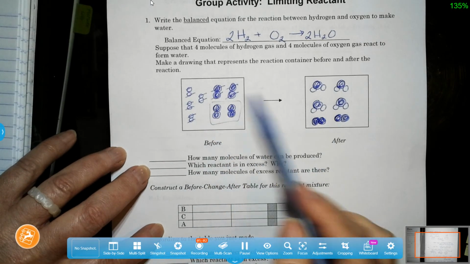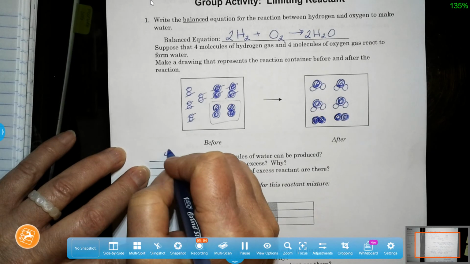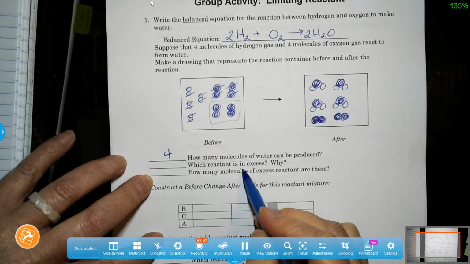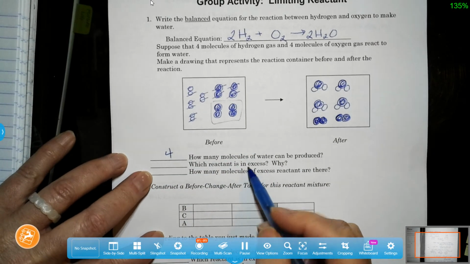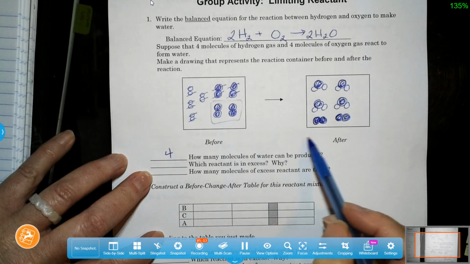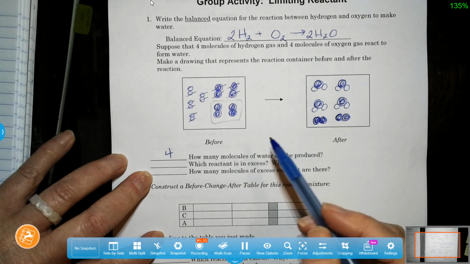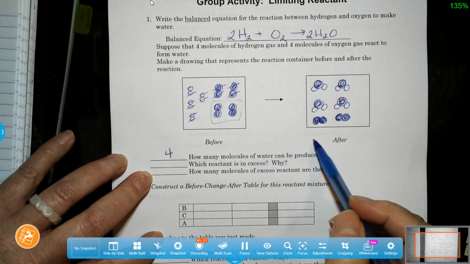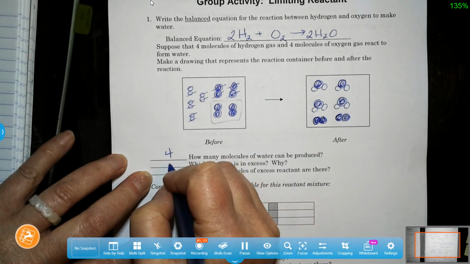4. And which reactant is in excess? Oh, what's left over? Oxygen, right? We had too much oxygen here for this ratio of reactants. So I have 2 of these.